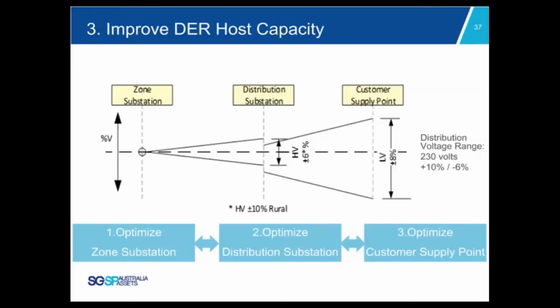Then the rest of the voltage issues can be resolved by optimized customer supply points. So the key question to achieve DER integration will be how to deal with the voltage issue between the zone substation and the distribution substation, and how to deal with the voltage issue between the distribution substation and the customer supply point.